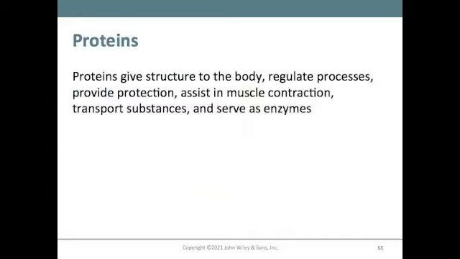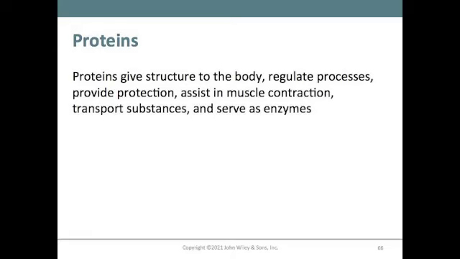Moving on, proteins are large molecules that contain carbon, hydrogen, oxygen, and nitrogen. Some proteins also may contain sulfur. Proteins are much more complex in structure than carbohydrates or lipids, and proteins have many roles in the body, and they are also largely responsible for the structure of body tissues.